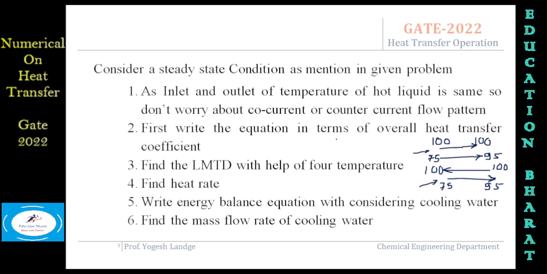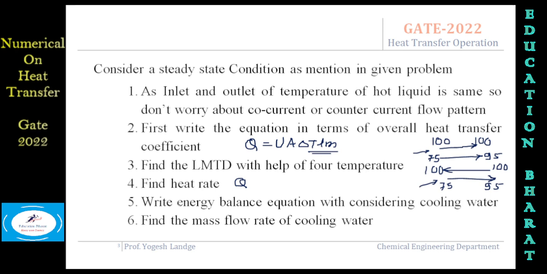Then we come to the second step. We write the equation in terms of the overall transfer coefficient: Q is equal to UA delta T Lm. Here we need delta T Lm, so we calculate the LMTD with the help of the 4 temperatures, because 4 temperatures are mentioned here. And then we will find Q, that is the heat rate.